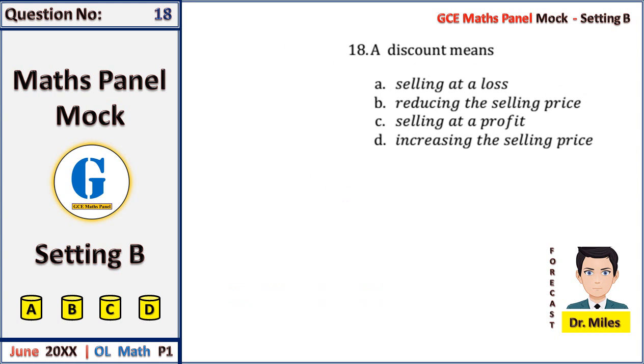18. A discount means, looking at all of these alternatives, a discount means reducing the selling price. That is to attract customers or to motivate them to buy.